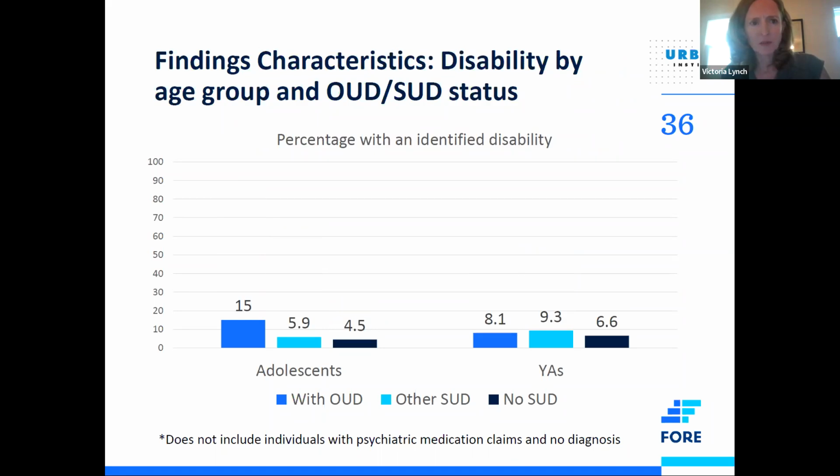This slide shows disability by age group and OUD, SUD status. So you can see from the short bars that disability was not identified among very many people, but there are important differences here. You can see on the left side among the adolescents, 15% of those identified with OUD also had a disability identified, which is substantially more than among the adolescents with no SUD and even the adolescents with another SUD.